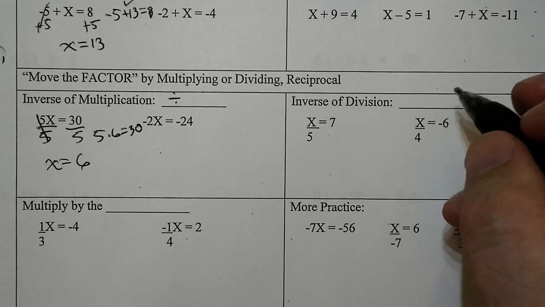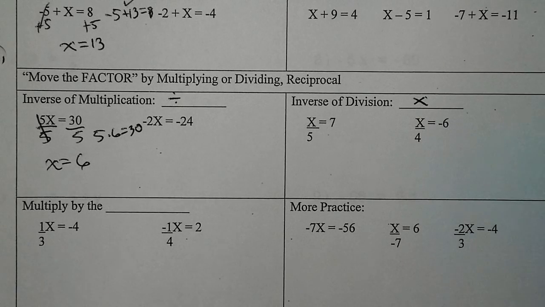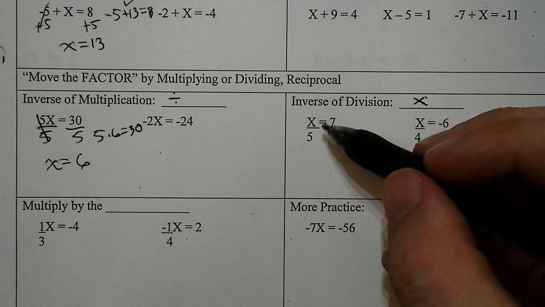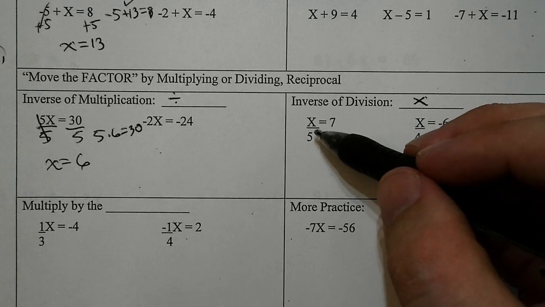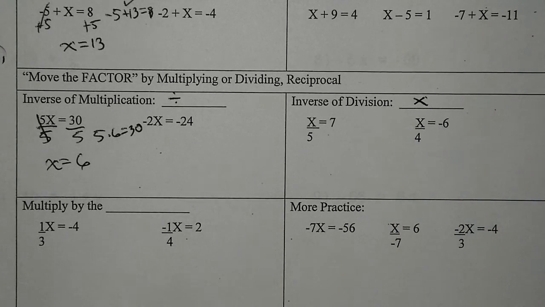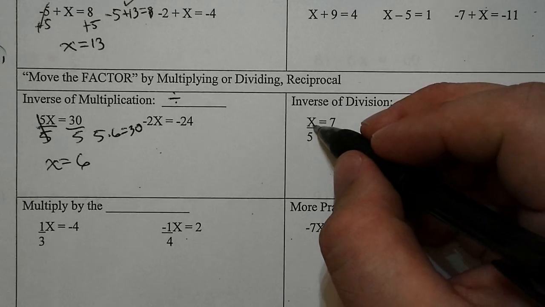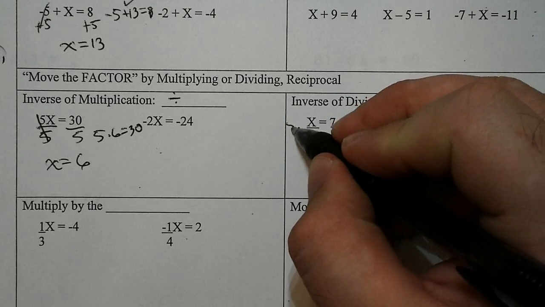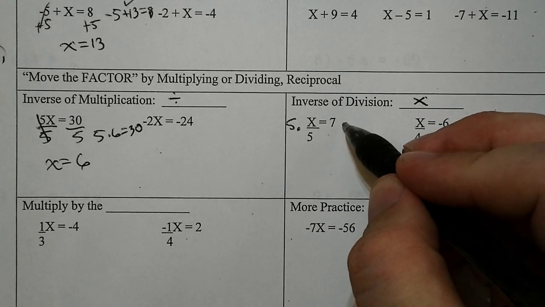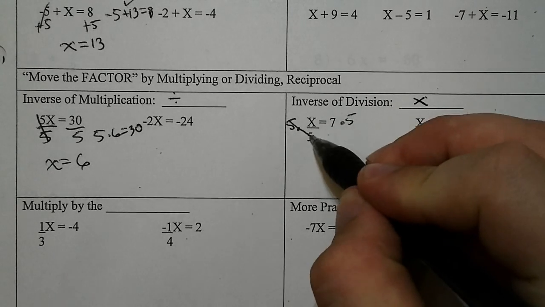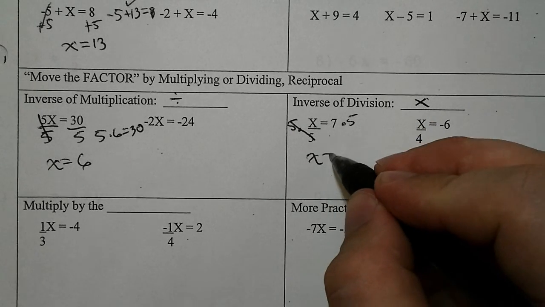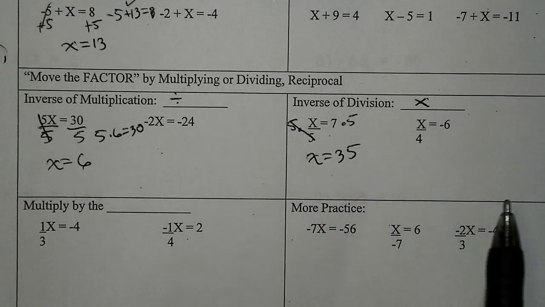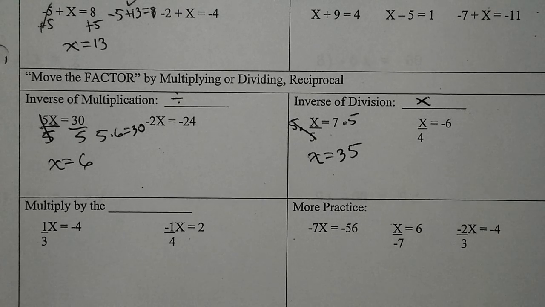Now the inverse of division is multiplication. Whenever you see a fraction bar, remember that's also your divide sign. So the opposite of divide by 5, we're going to multiply by 5 to get those to cancel. What you do to one side, you have to do to the other. We get x is equal to 35. Try that one on your own.